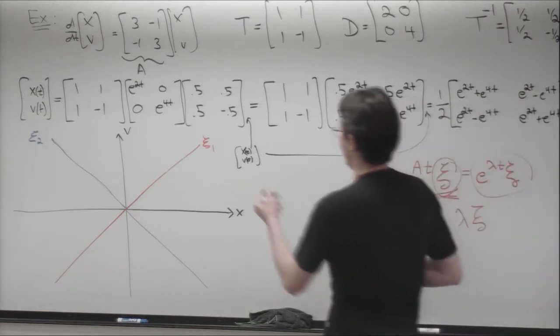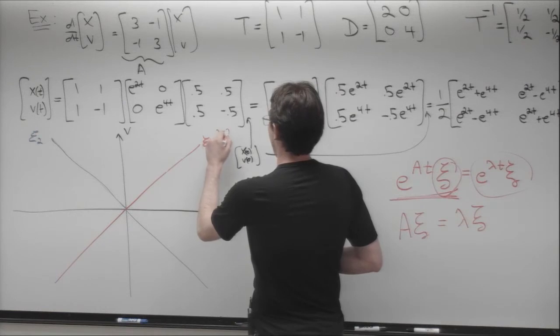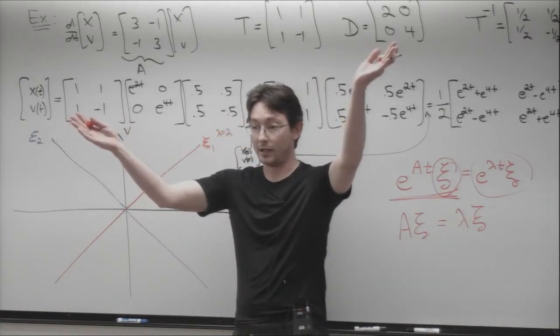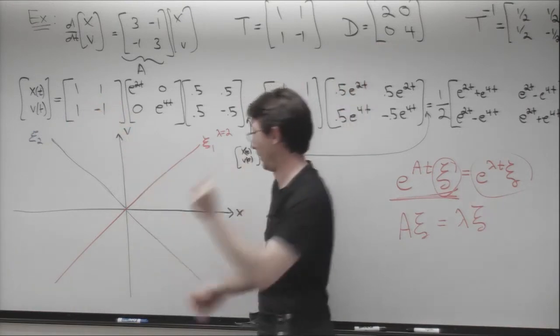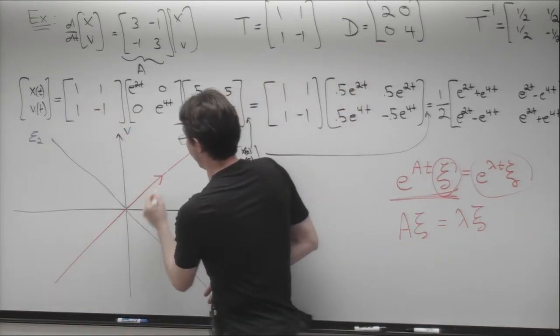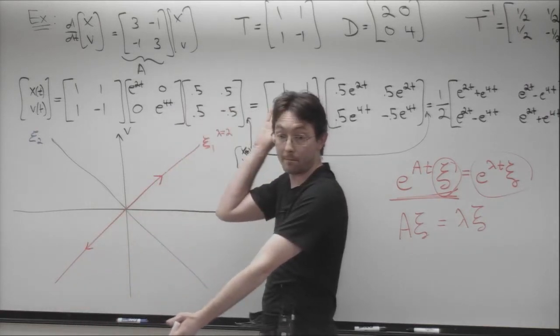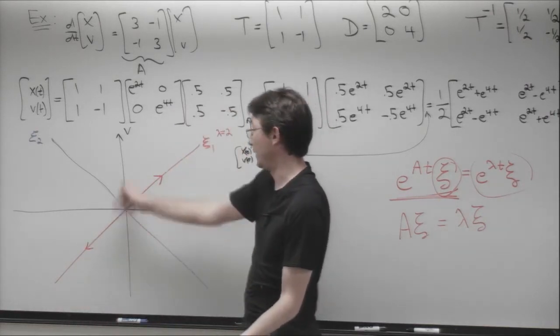Two, right? This is lambda equals 2. That's a positive eigenvalue, so it's unstable. e to the 2t gets bigger and bigger and bigger as t gets bigger. So particles along this line move away from the origin. X and v grow in time.